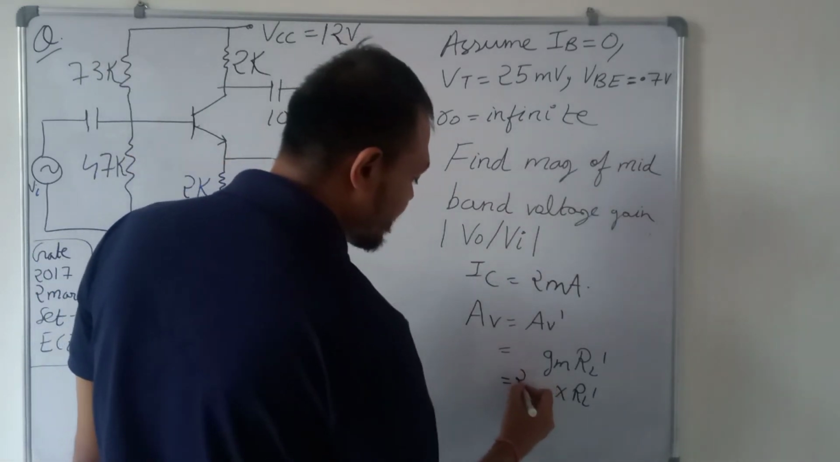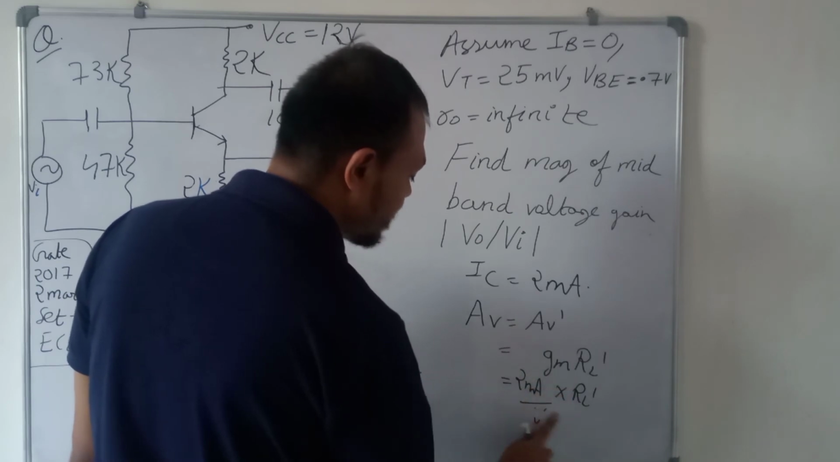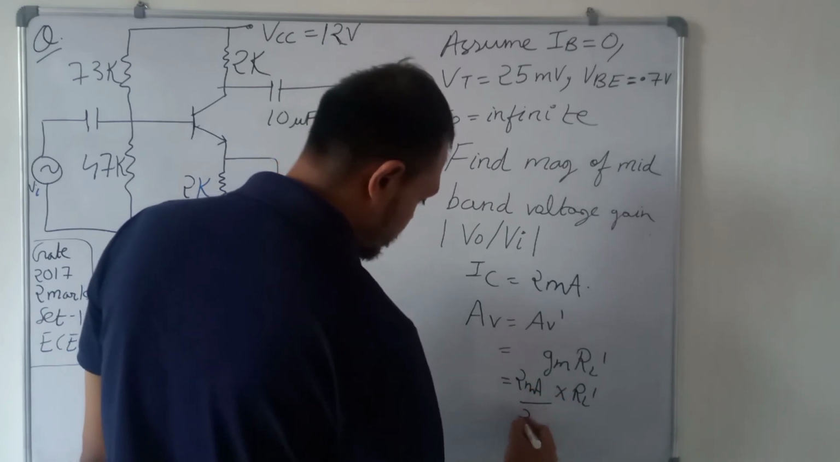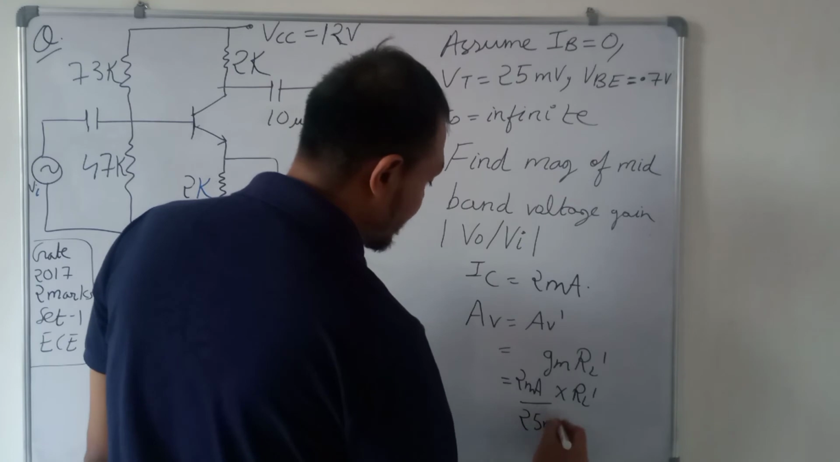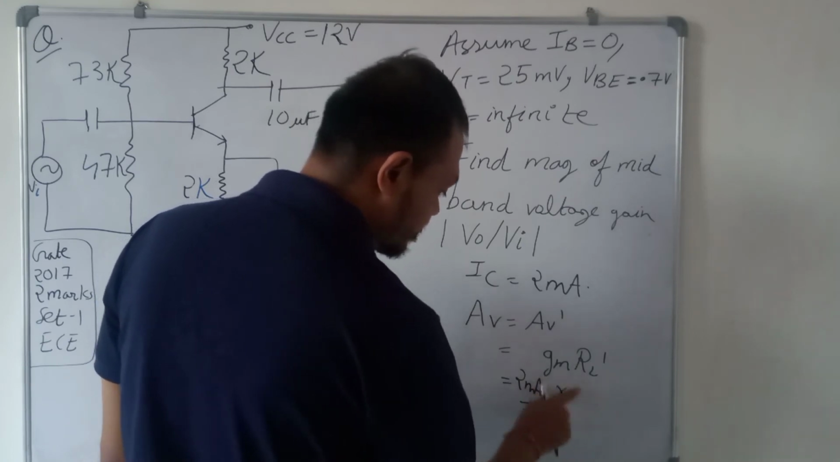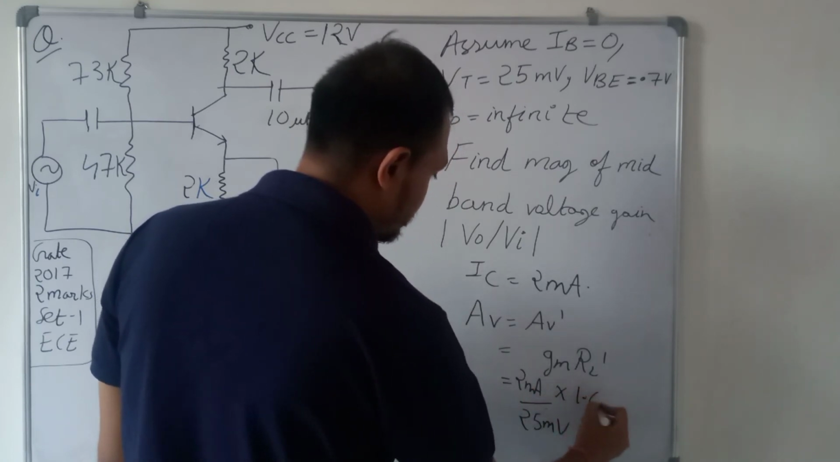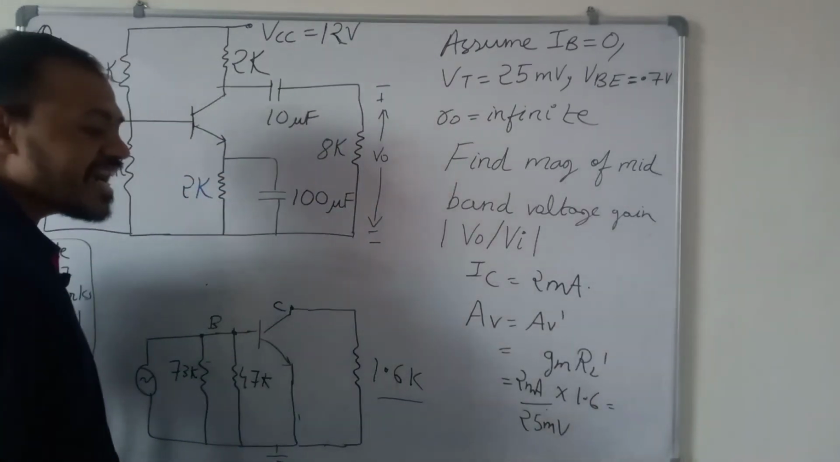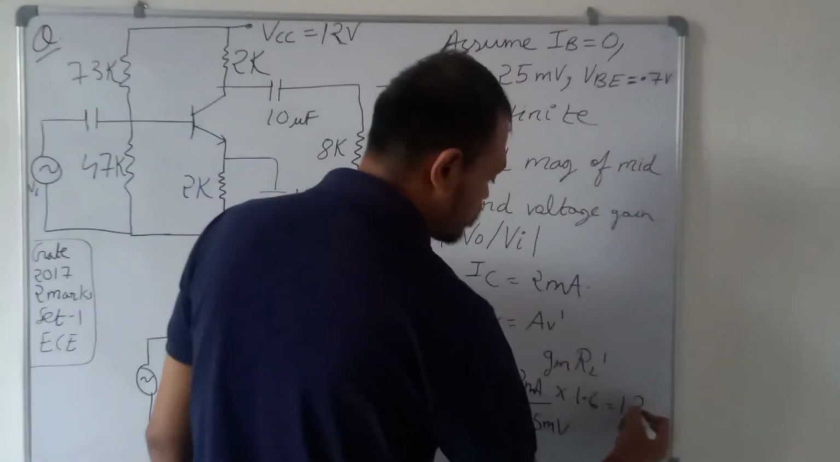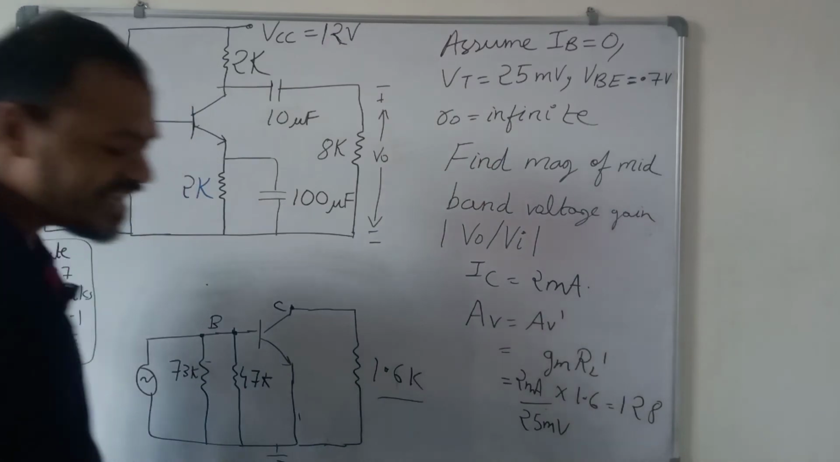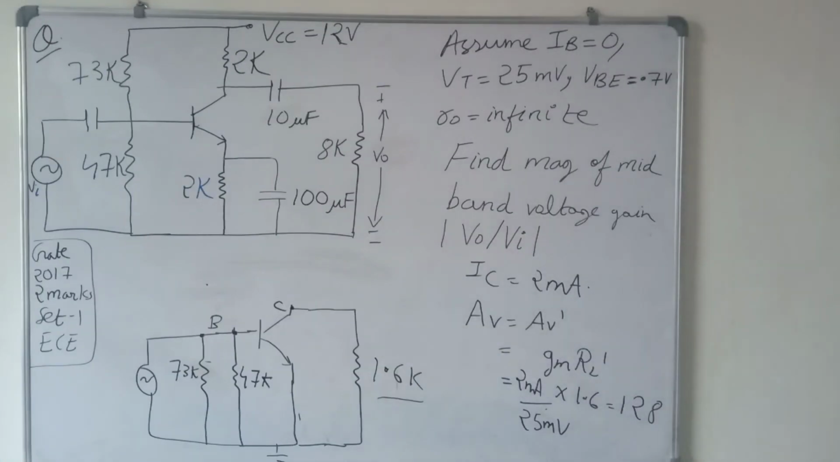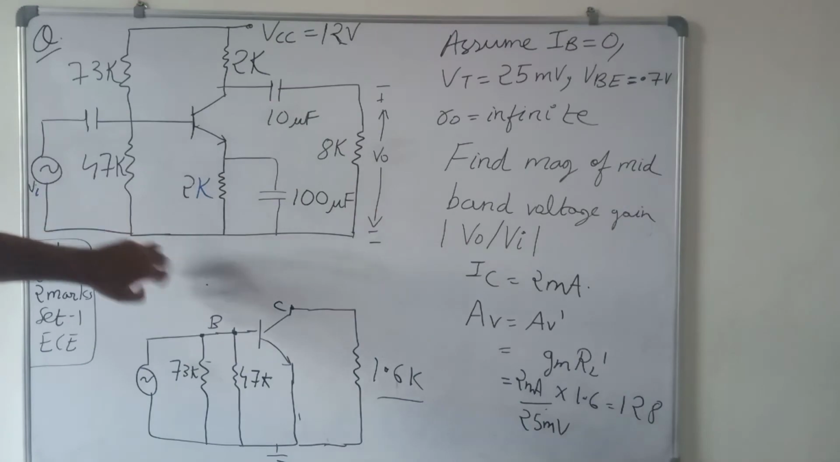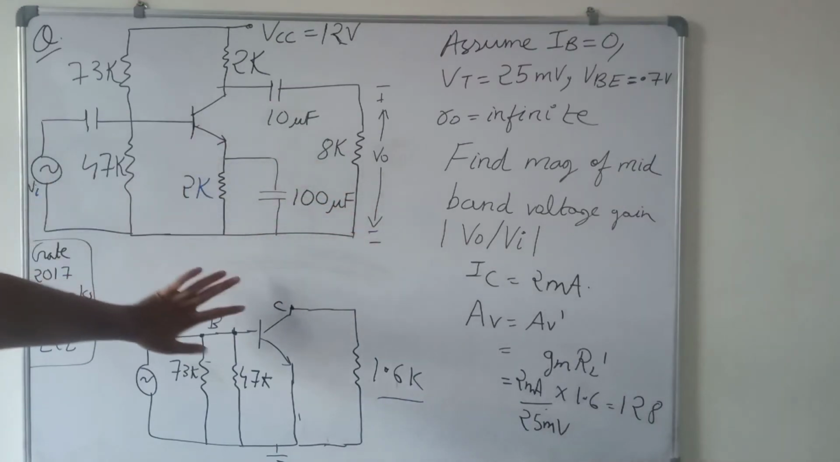IC is 2 milliampere, VT is 25 millivolt, and RL dash is 1.6K. So if you put these values, then you will get the answer 128. So the magnitude of the mid-band voltage gain is 128. So this is very easily done by using the AC analysis of the common emitter transistor. So this is an example of a common emitter transistor with bypassed emitter resistance.